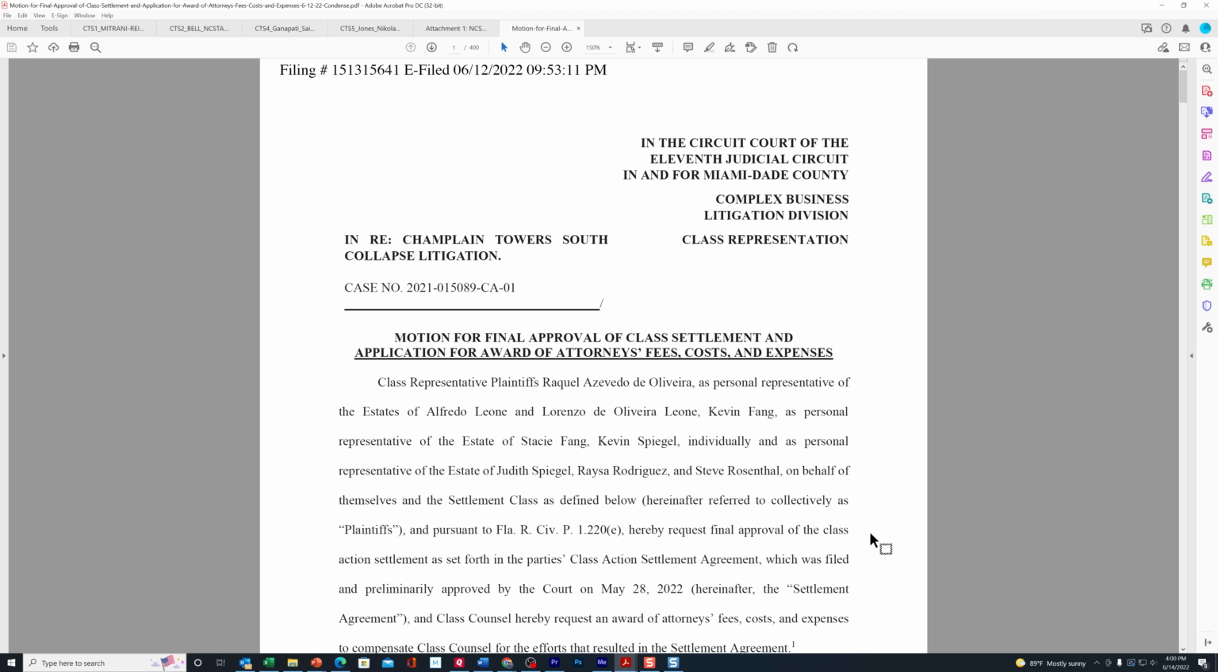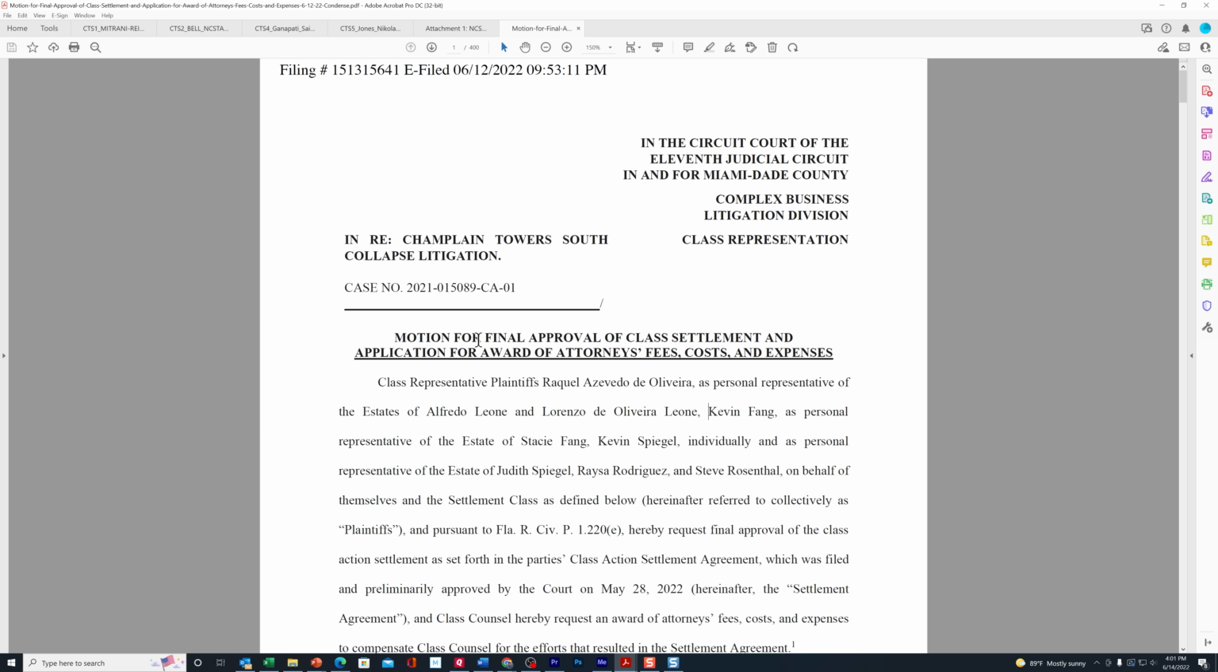Hey everybody, Jeff here, and continuing on in our investigation of the Champlain Tower South condo collapse in Surfside, Florida, today we're looking at what they are looking for in attorney's fees, which we knew was going to eventually come. It says here, motion for final approval of class settlement and application for award of attorney's fees. So this was filed yesterday.